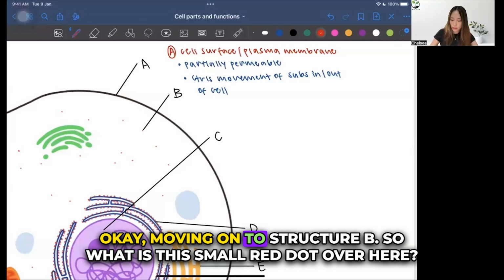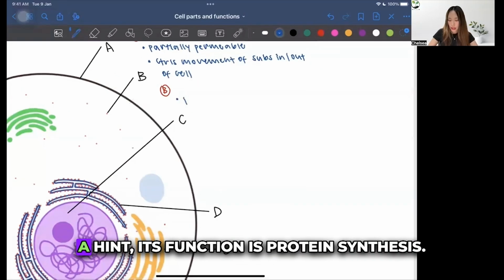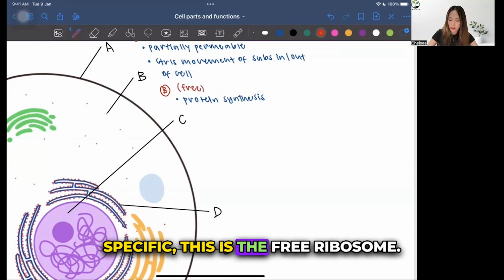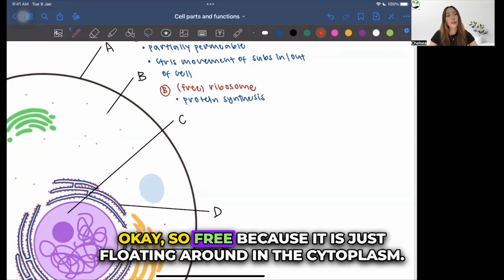Okay, moving on to structure B. So what is this small red dot over here? A hint, its function is protein synthesis. So if you wrote ribosome, it will be accepted as well. But to be more specific, this is the free ribosome. Free because it is just floating around in the cytoplasm.